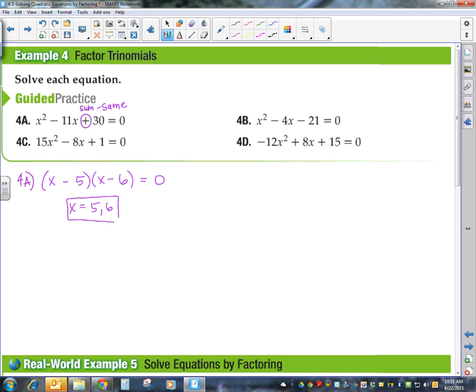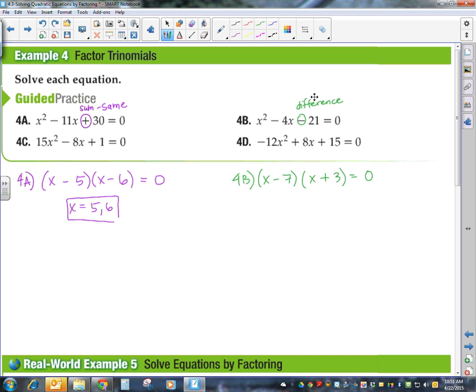All right, let's go to 4b. 4b, again, a is equal to 1, but this time, notice this is a minus sign. So I'm looking for a difference with the factors of 21 that subtract to give me 4. So that, of course, is x minus 7 and x plus 3.